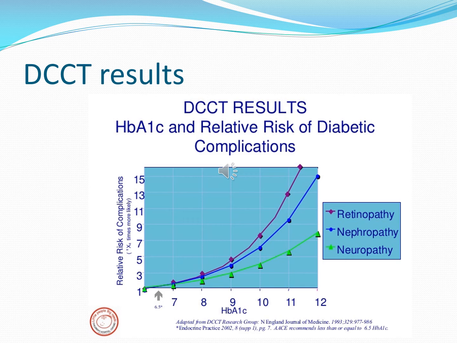And why do we care? Well, we care because there's a correlation between increased HbA1c, or poor glycemic control, and relative risk of complications. So as HbA1c levels increase, so does the risk of complications. And that's true for all the microvascular complications: retinopathy, nephropathy, and neuropathy, as you can see on the figure on this slide.